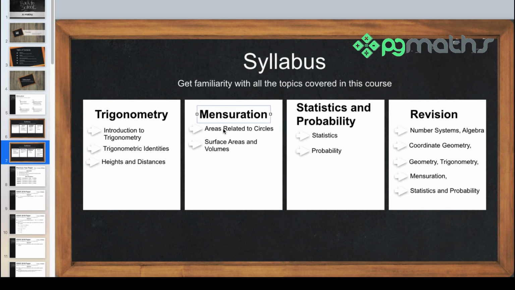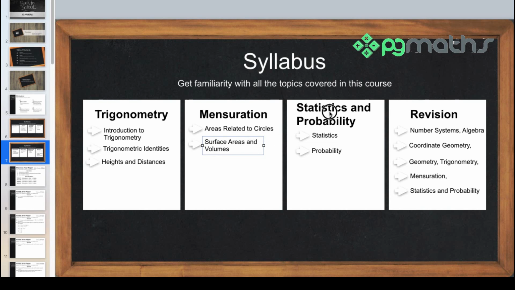Mensuration covers areas related to circles and surface areas and volumes. So basically the first chapter emphasizes upon the areas which are related to circles, and the second chapter focuses more towards the surface areas and volumes of 2D. So basically surface area is for 2D figures and volumes is for 3D objects. Okay.